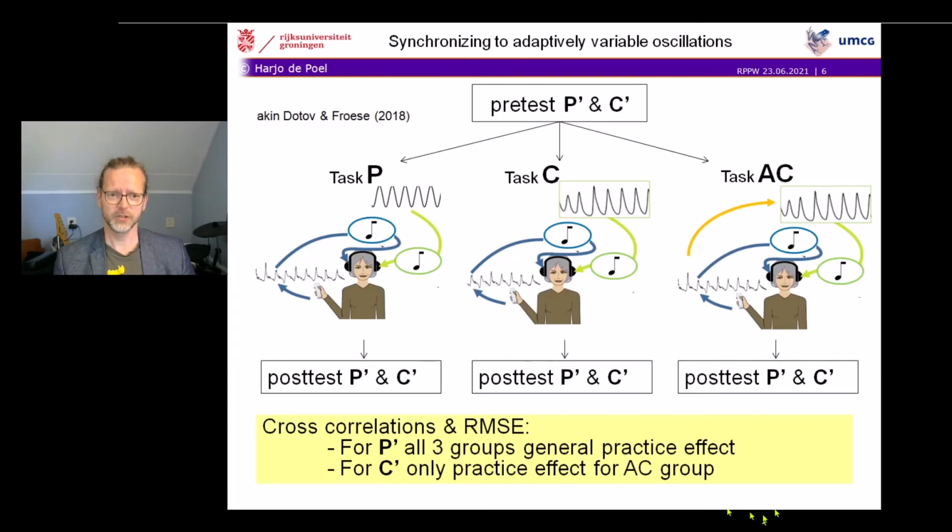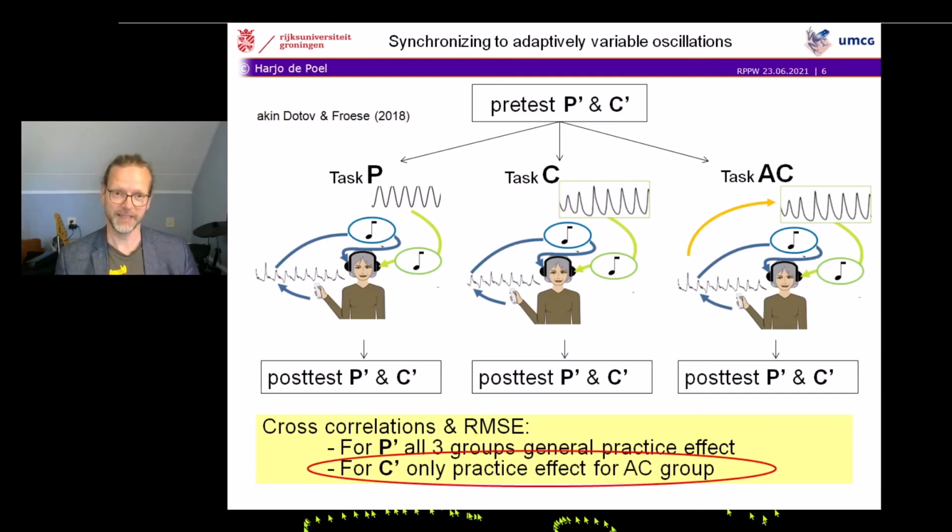Well, we looked at cross correlations and root mean square errors as a measure of timing and of spatial accuracy, so to say, or pitch accuracy in this case. And it appeared that for the periodic pre and post test, all three groups had the general practice effect, so they were better in the post than in the pre, to similar amounts. So nothing interesting there.